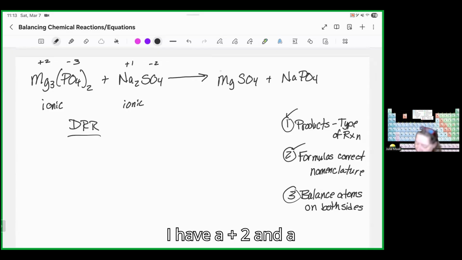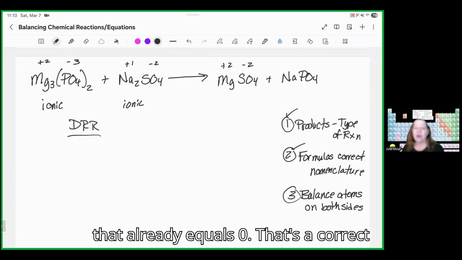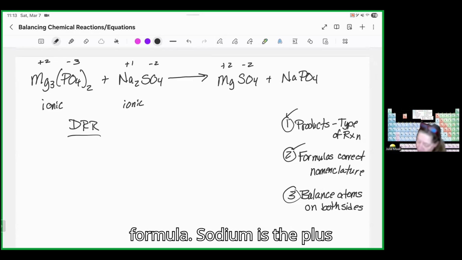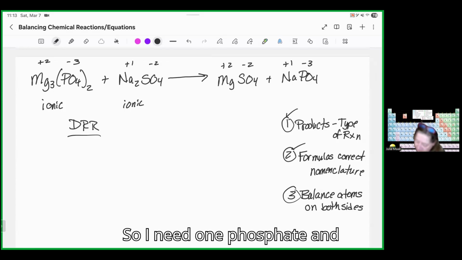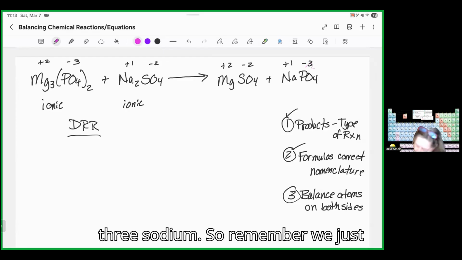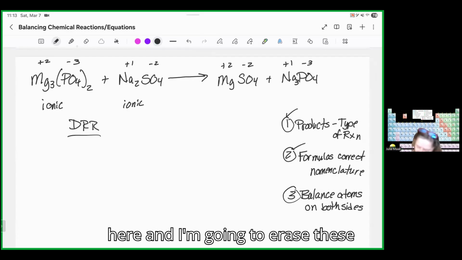So on the product side, I have a +2 and a -2 for magnesium and sulfate. So that already equals 0. That's a correct formula. Sodium's the +1, phosphate's the -3. So I'm going to swap and drop those. So I need 1 phosphate and 3 sodiums. Remember, we just swap it down. Okay, so if we do our chart here, I'm going to erase these charges because we don't actually put charges on compounds.